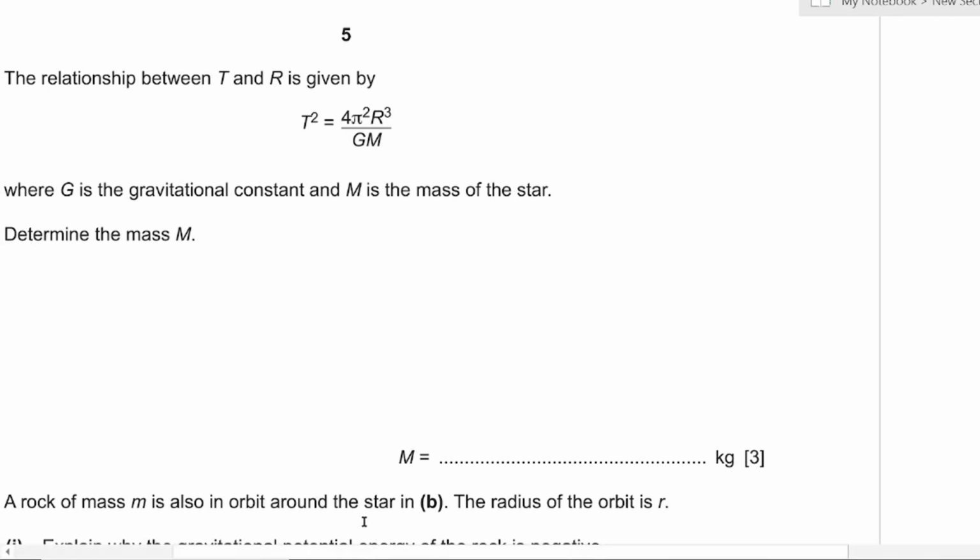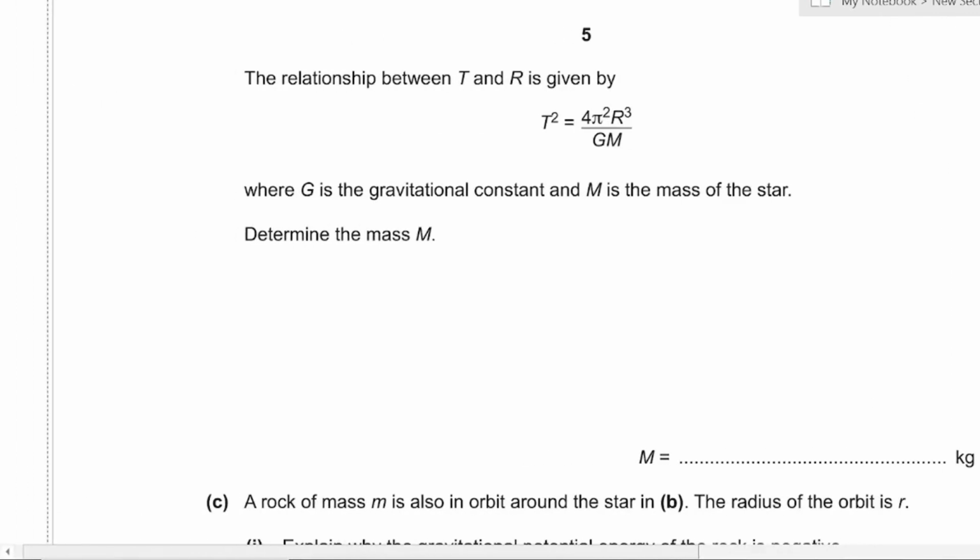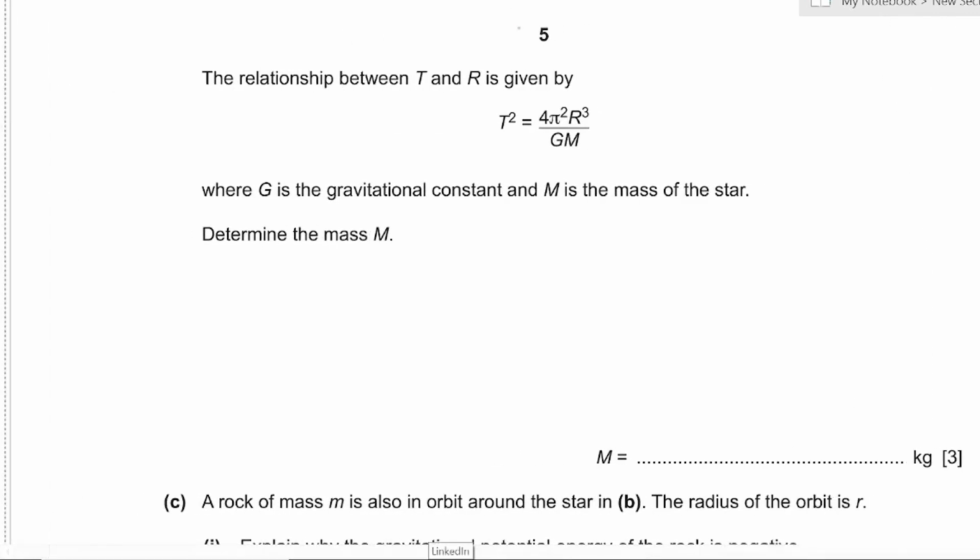Where are we even going to start? Now, this is the M that we want to find. But we can make something out of this. If you look at this formula, T squared is going to be equal to 4 pi squared divided by G multiplied by M, all of that times r cubed. So we have a relationship between T squared and r.